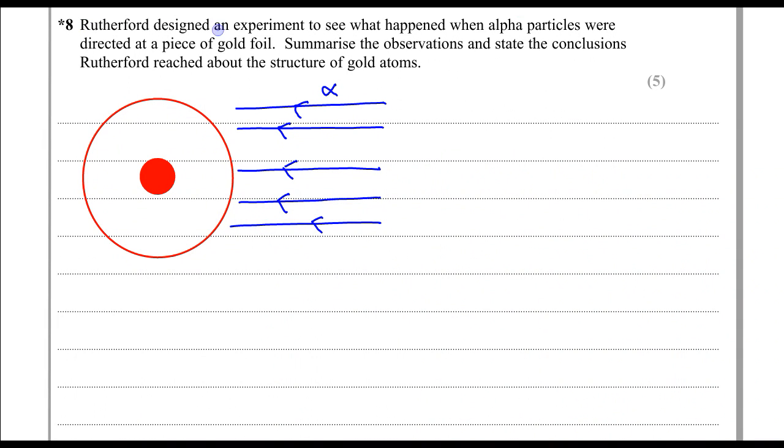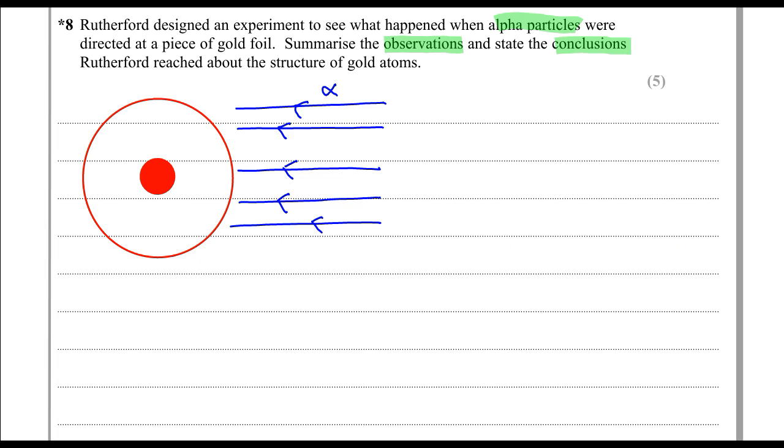Rutherford designed an experiment to see what happened when alpha particles were directed at a piece of gold foil. Summarize the observations and state the conclusions Rutherford reached about the structure of gold atoms.